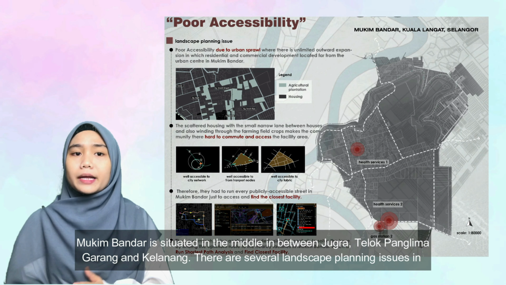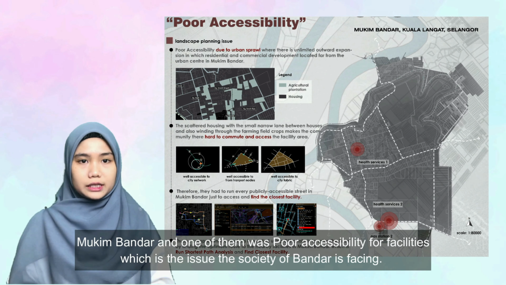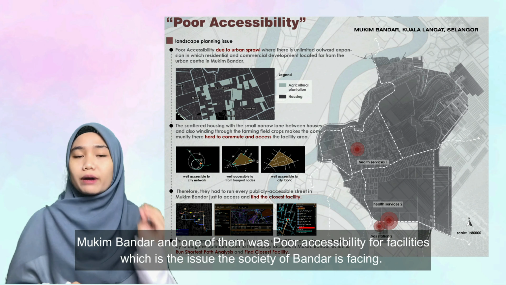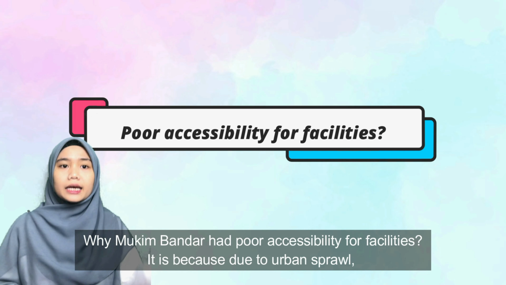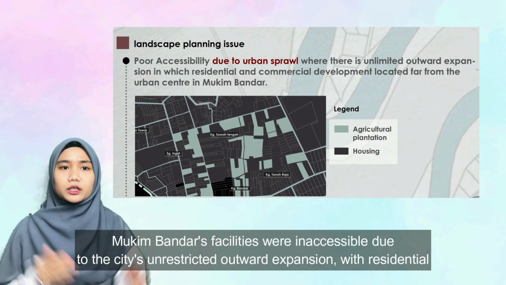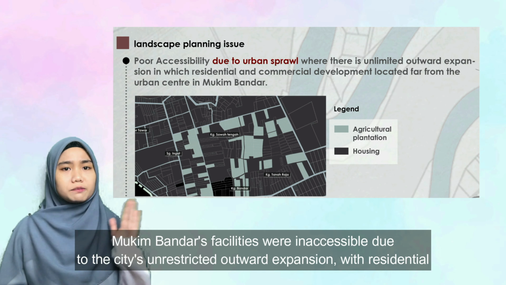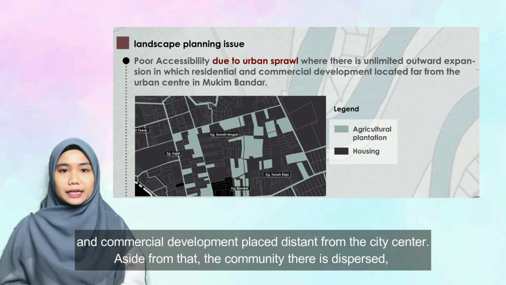There are several landscape planning issues in Mukim Bandar and one of them was poor accessibility for facilities, which is the issue the society of Bandar is facing. Why Mukim Bandar had poor accessibility for facilities? It is because due to urban sprawl, Mukim Bandar facilities were inaccessible due to the city's unrestricted outward expansion with residential and commercial development placed distant from the city centre.